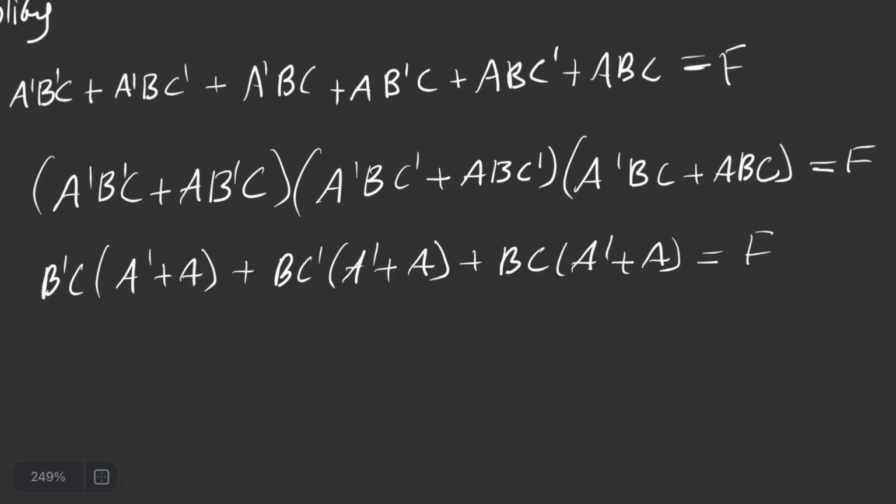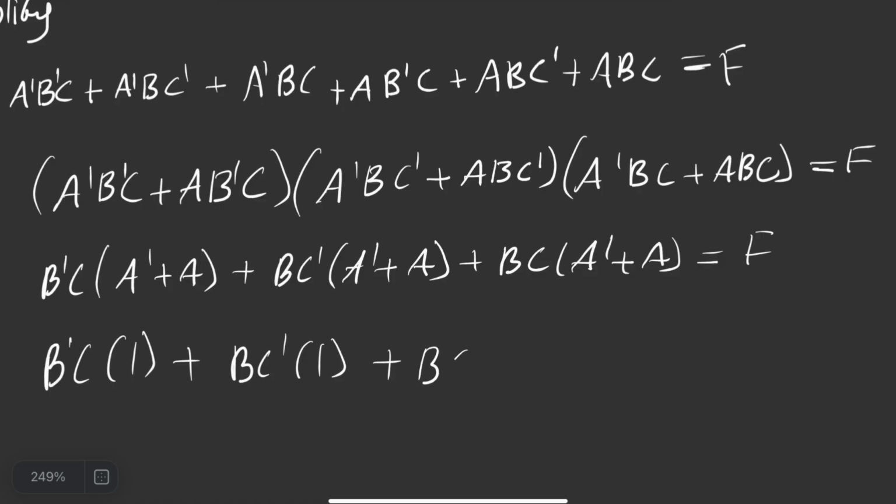Now, please note, even if you're not understanding this, you got to rep it out yourself. This comes with intuition. So now that we factored out B prime C, BC prime, and BC, we are going to use one of our Boolean algebra laws. We know that A prime plus A equals 1. So now it'll be B prime C times 1 plus BC prime times 1 plus BC times 1.